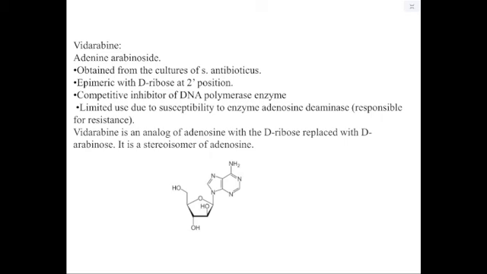Because of that amino group, that drug can undergo deamination, and this is replaced with a carbonyl group. And once it's replaced with the carbonyl group, the resultant drug will not have any activity. So again, that will shorten the activity of vidarabine. So vidarabine will have shorter activity because it can undergo deamination catalyzed by the deaminase enzyme. Vidarabine is an analog of adenosine. The D-ribose is replaced by D-arabinose. It is a stereoisomer of adenosine, which we have already said.